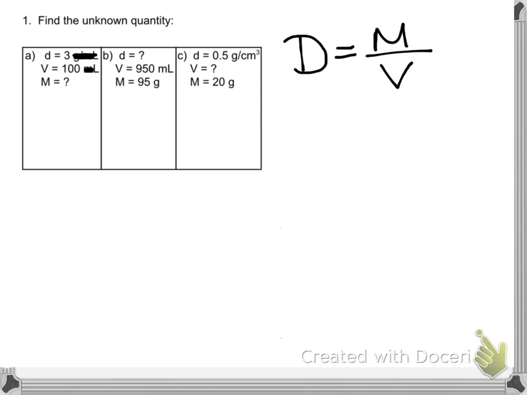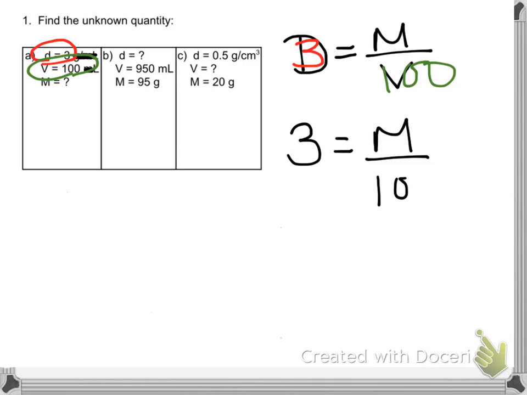So let's see. We have D equal to 3, so I'm going to throw the 3 there. And then what's another value that we have? We have volume equal to 100. So that's 100. We're looking for the mass. So if I was to rewrite that, and I'm just going to go back to one single color now, I have 3 equal to mass divided by 100.